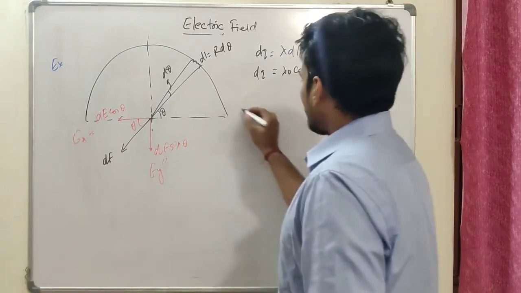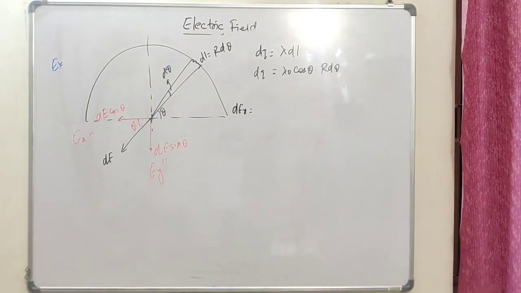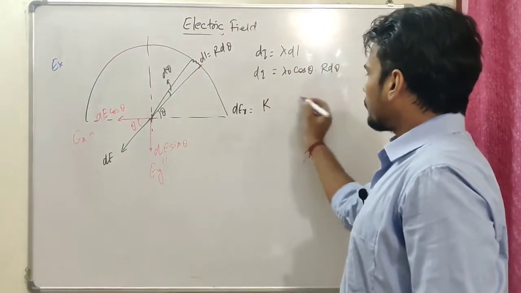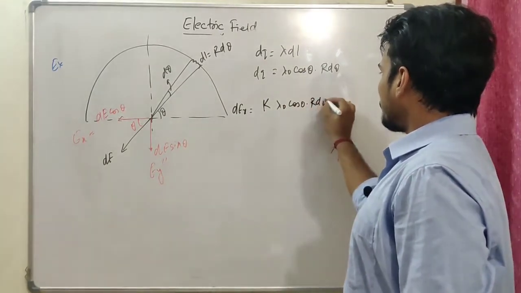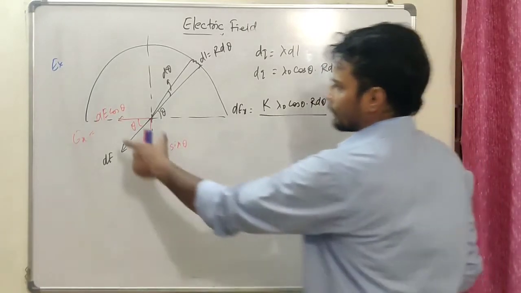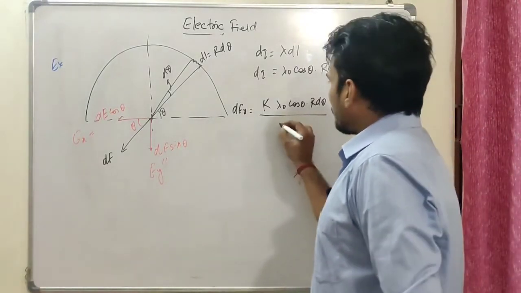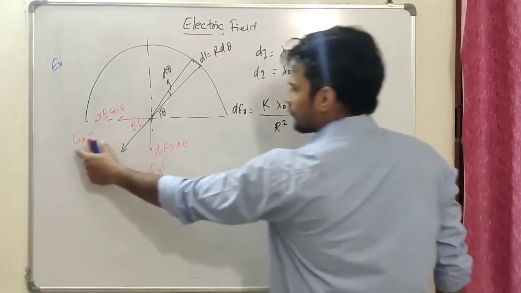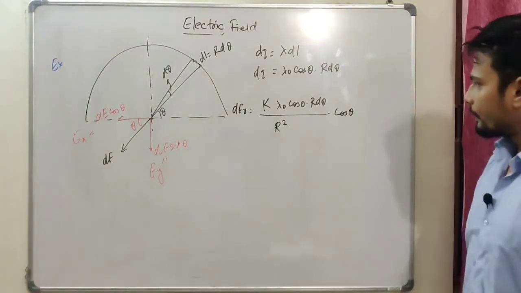Alright then, let me find out d cos theta. So dEx, the x part of that. Okay, now dEx should be how much? k dq is nothing but lambda naught cos theta r d theta over r square, and then cos theta. That's dE, and this part is dE, this part is cos theta. I hope you guys have understood this one.